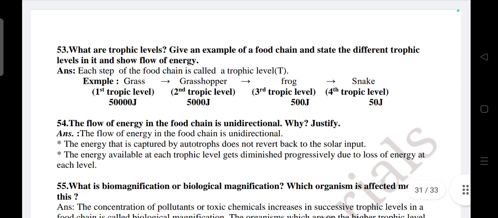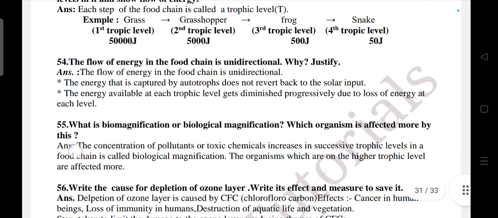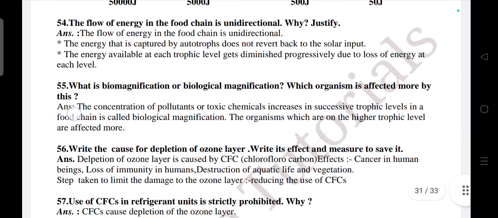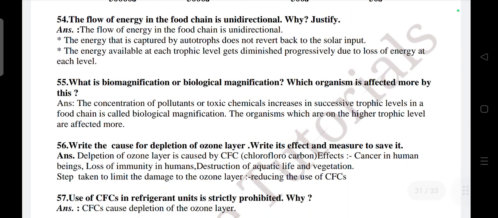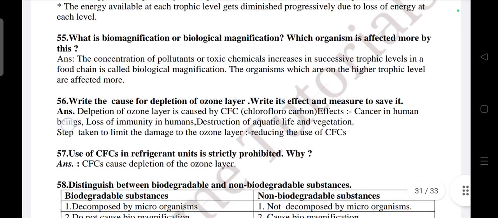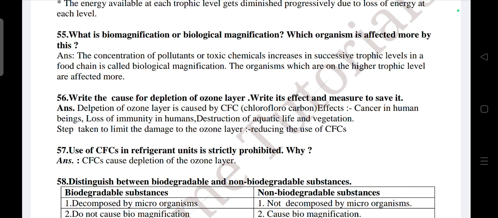What are trophic levels? Give an example of a food chain and state the different trophic levels in it and show the flow of energy. Next one, the flow of energy in the food chain is unidirectional. Why? Justify. What is biomagnification or biological magnification? Which organism is affected more by this?